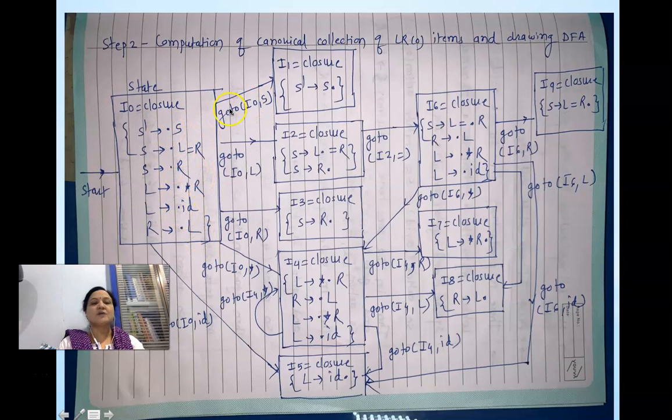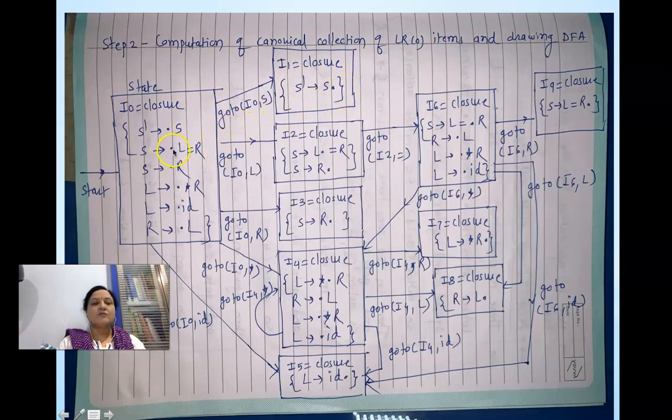5 transitions from I0. So first one is go to I0 comma S. We get that is I1. S dash tends to this dot will get shifted, S dot. Now this is a complete item. After the dot nothing is there, so we cannot further expand the closure.